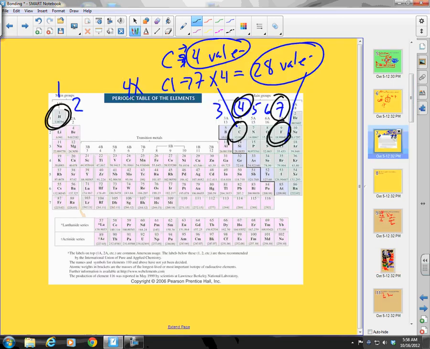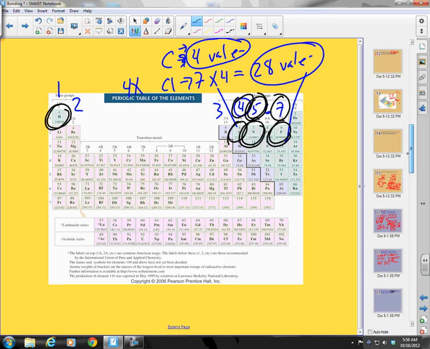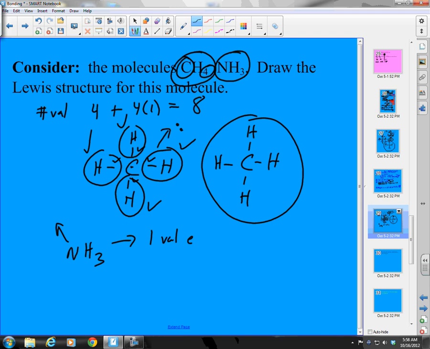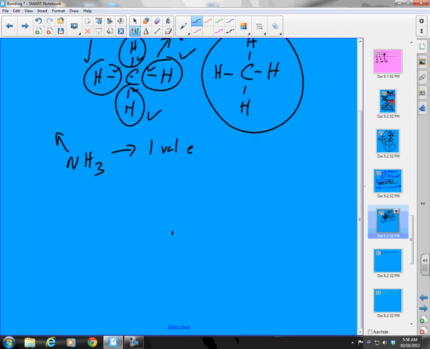Periodic table. Nitrogen is here. How many valence electrons? 5. Okay, so let's go back down to our picture. We're going to nitrogen. Nitrogen has 5 valence electrons.